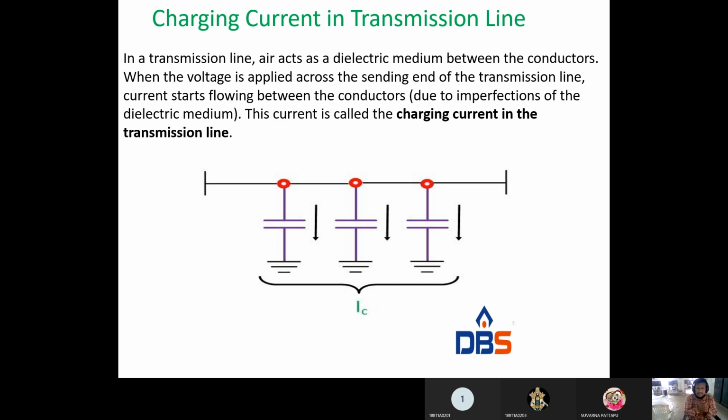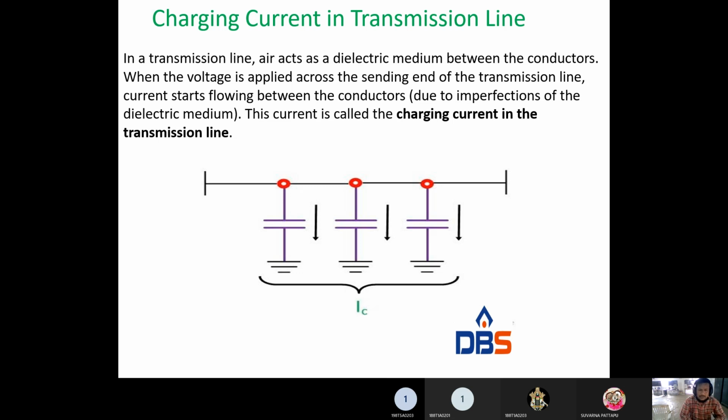So the capacitive effect is applicable, or comes into the picture, only in medium and long transmission lines, right? There is no capacitive effect in a short transmission line. Because of charging current, the receiving end voltage is greater than the sending end voltage. That is nothing but the Ferranti effect, right?